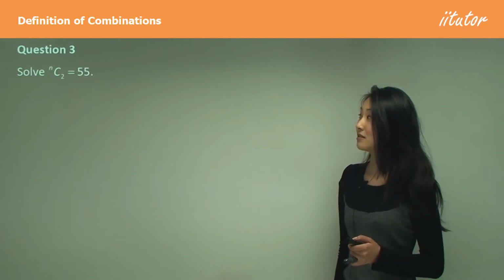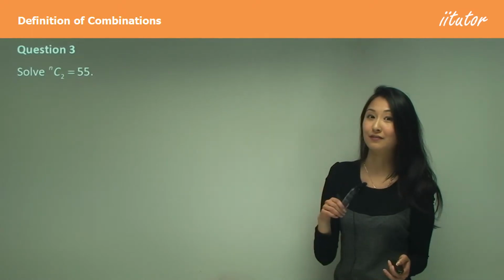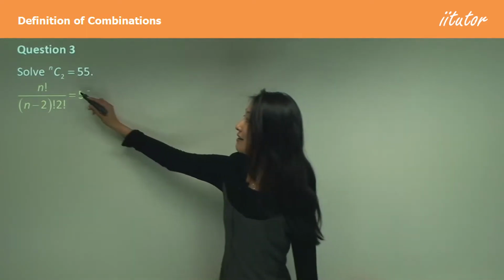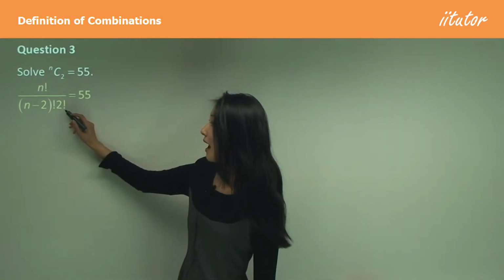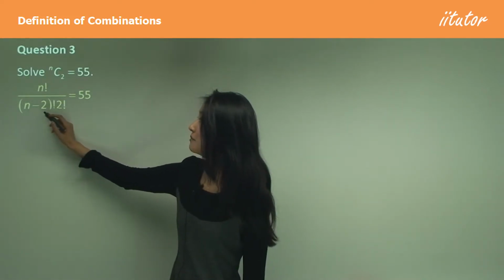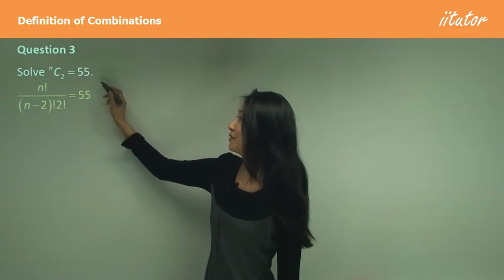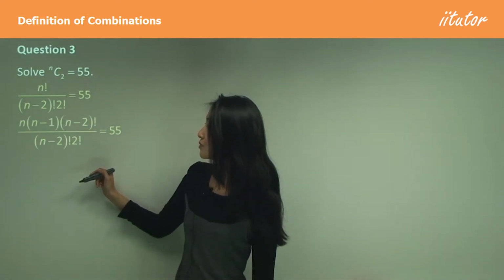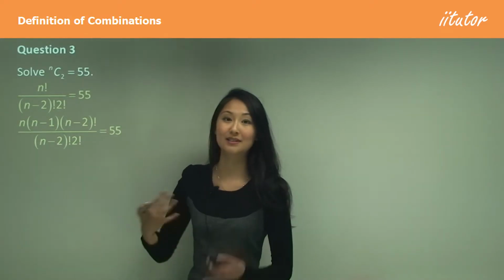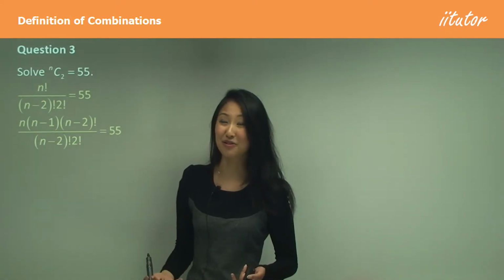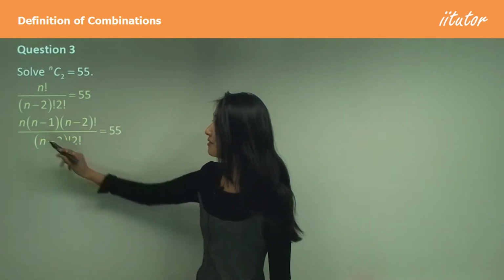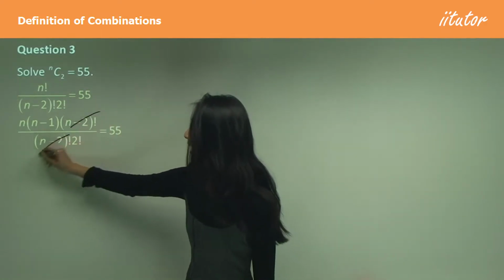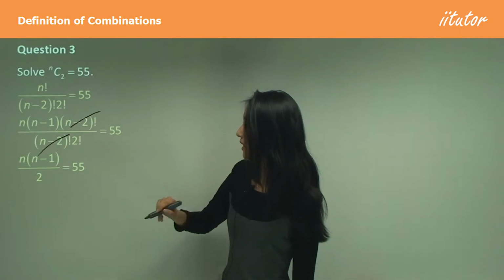So here I need to solve nc2 equals 55. So let's put that into the equation. So remember, that's n factorial divided by r factorial times n minus r factorial. And that equals 55, all right? And now I want to cancel that. I want to get rid of the factorials because otherwise I can't really work it out if I have an n factorial in there. So I can make n factorial into n times n minus 1 times n minus 2 factorial, yeah? And that just cancels. So I'm left with this.